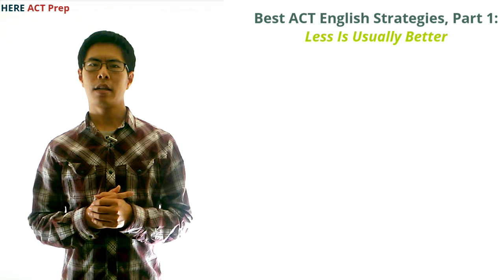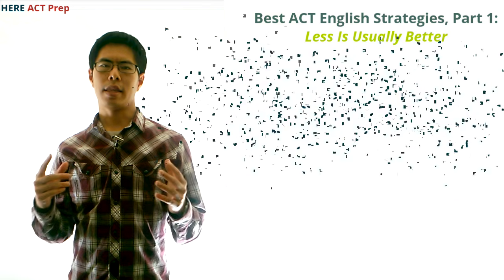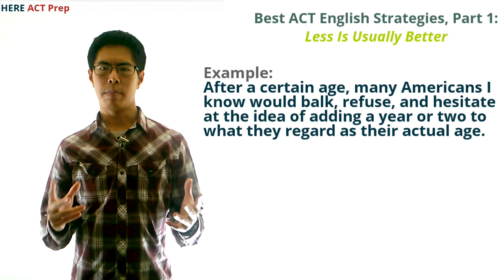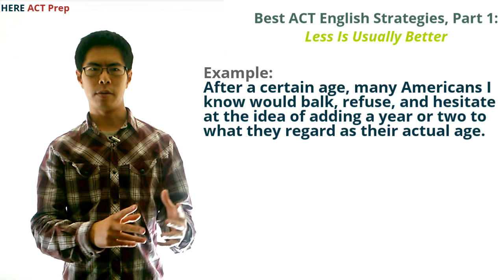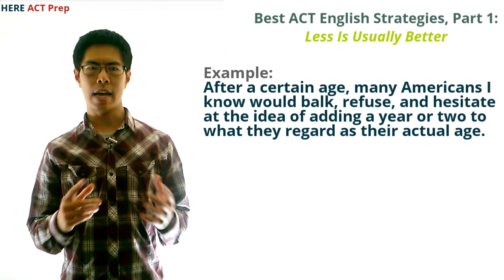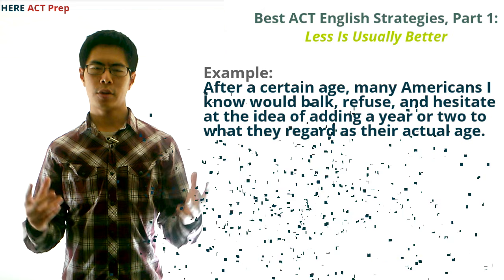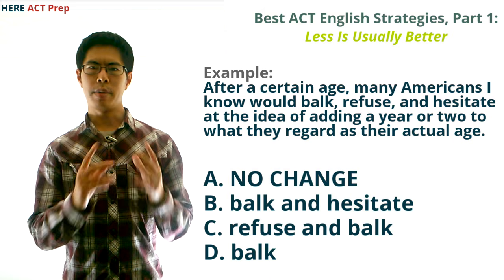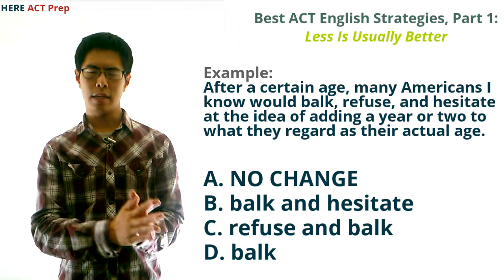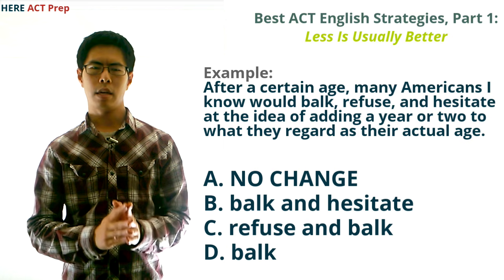Now, let's take a look at a second example. Take a look at this sentence. After a certain age, many Americans I know would balk, refuse, and hesitate at the idea of adding a year or 2 to what they regard as their actual age. The choices are A, no change, B, balk and hesitate, C, refuse and balk, and D, balk.